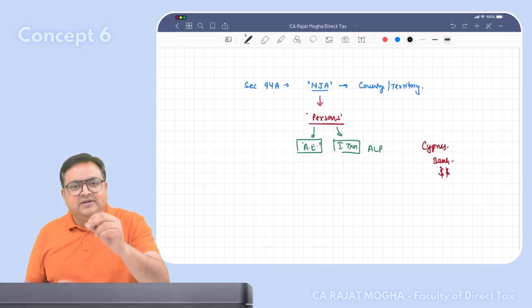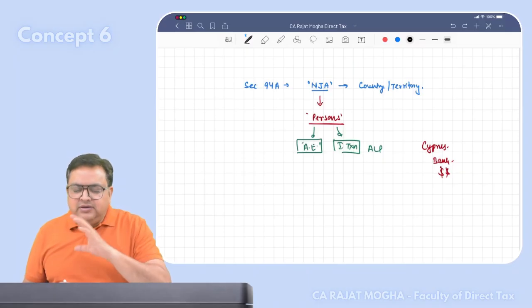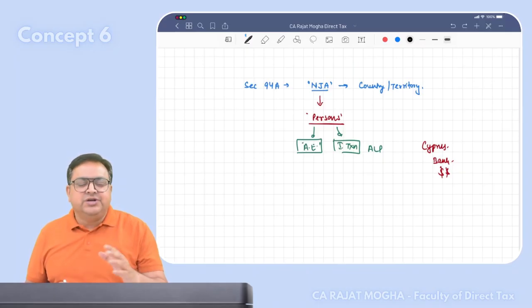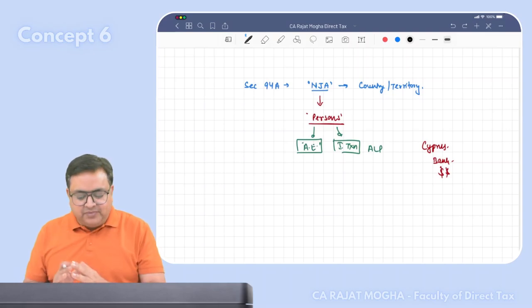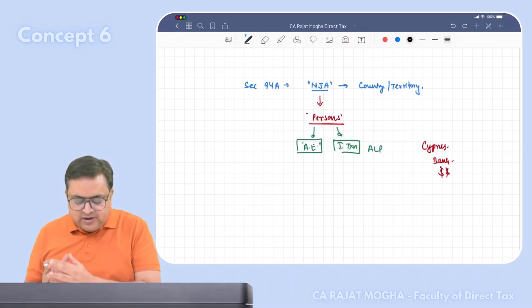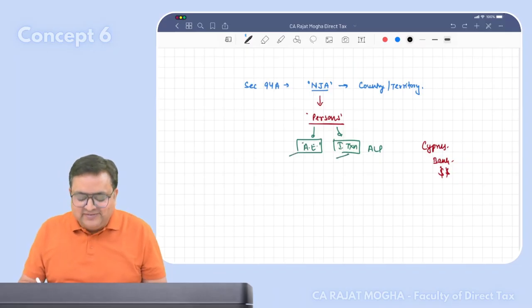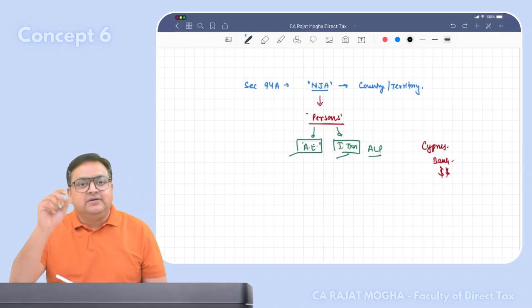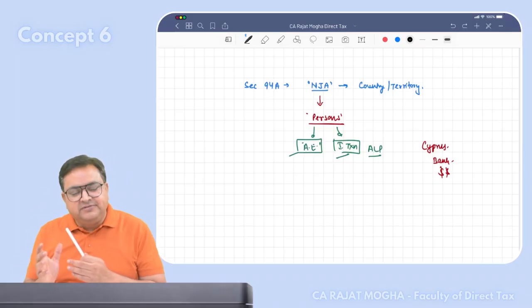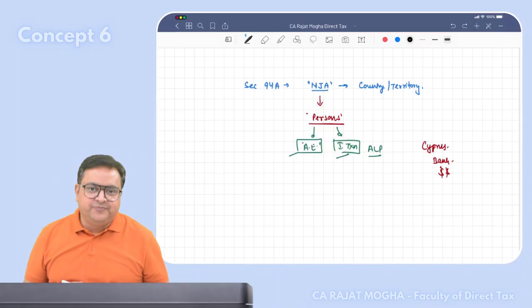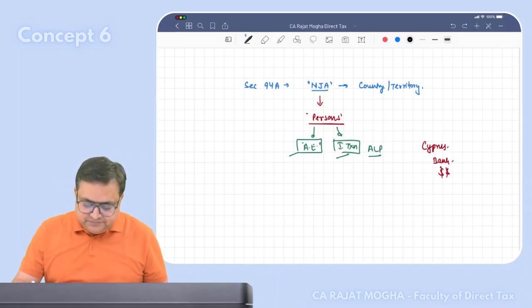So even if you are not holding, let's say, 26% or more shares, no management, nothing, still we will consider each person with whom you are transacting. If that person is located in an NJ, we will treat it as an associated enterprise. We will treat that transaction as an international transaction, and we will actually apply transfer pricing provisions on that. And secondly, that relaxation which we used to give you, 3% or 1%, that relaxation also we will not give. Got it? First thing.